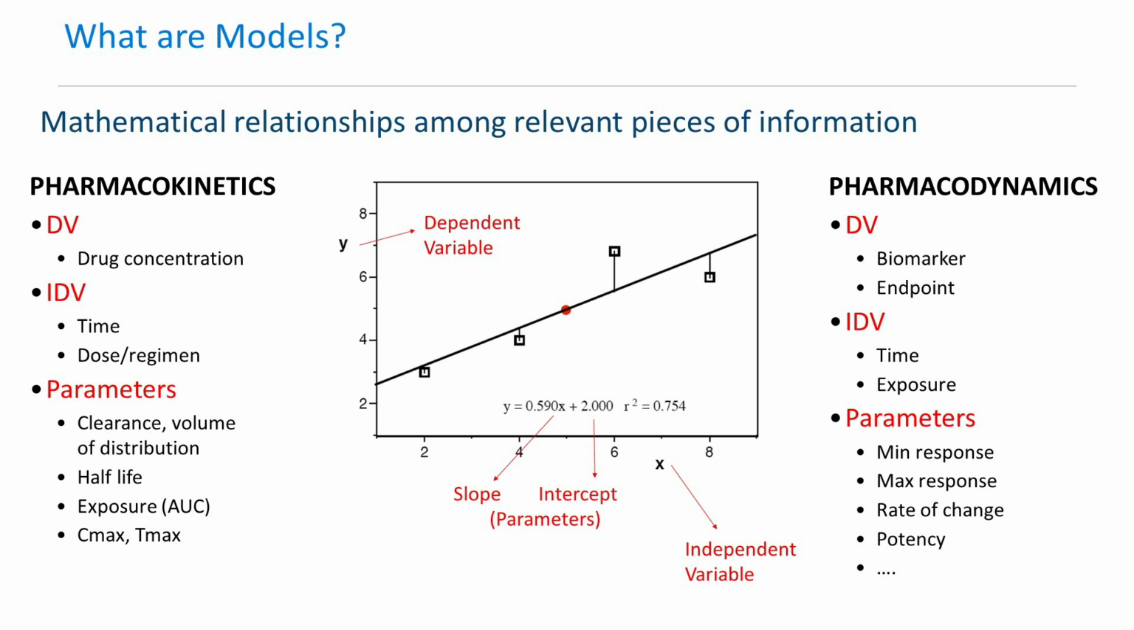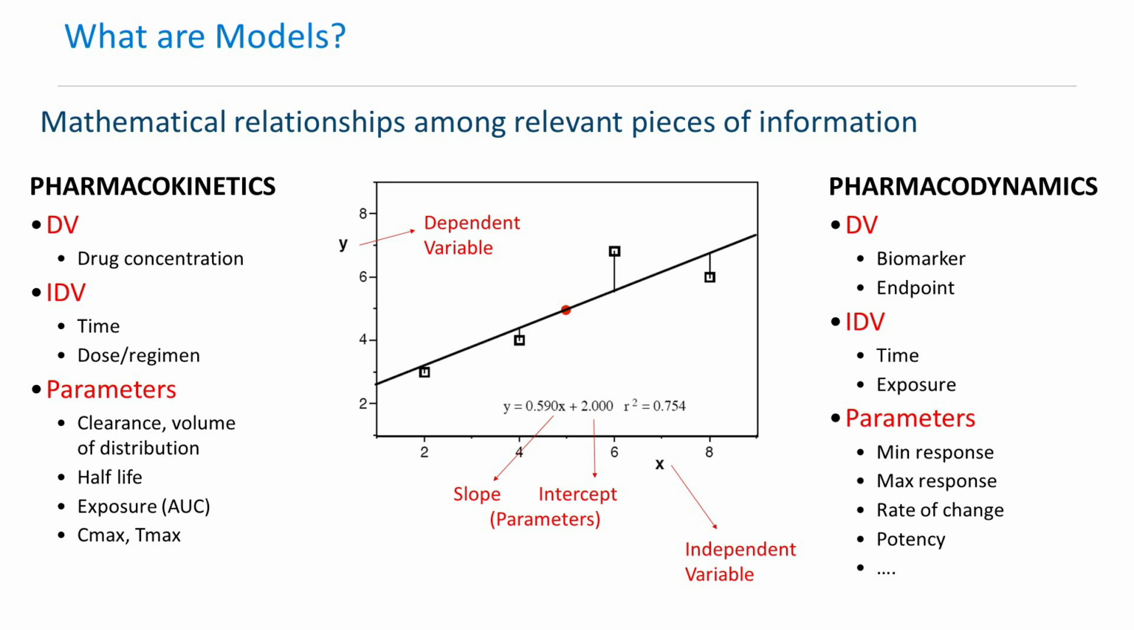Now let's talk about this in the context of PK or PD. Your plot will probably not look like this, but hopefully you get the gist. So in pharmacokinetics, when we talk about a dependent variable, that is the drug concentration. The drug concentration is a function of the independent variables. Usually on the x-axis you'll see time, but sometimes you see dose or regimen. So these are the things that drive the dependent variable.